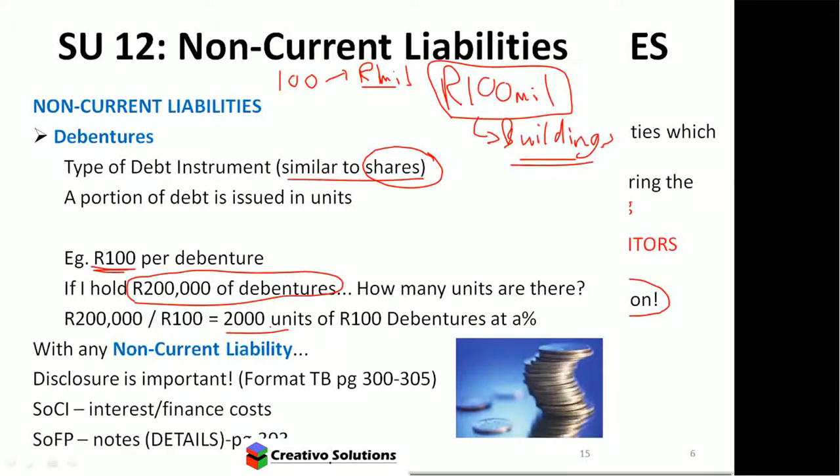Okay, then I've just put a note here at the bottom. The statement of comprehensive income is where I show interest and financing costs. Why do I show that there? What is the statement of comprehensive income telling me about the business? How much income? Almost. How much profit?